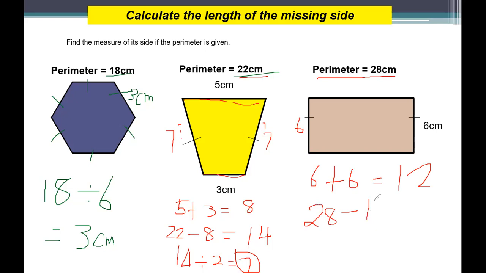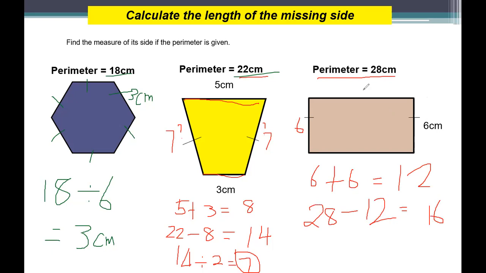minus 12, okay? Because we are adding. Remember, when we are looking for the perimeter, we are adding. So this time, the opposite, we are going to subtract. So 28 minus 12, 8 minus 2 is 6. 2 minus 1 is 1.